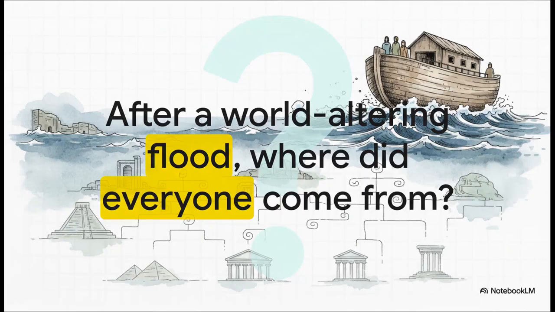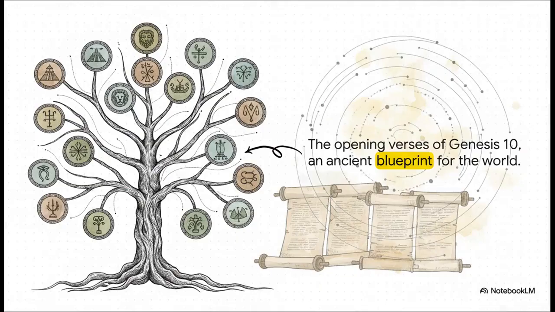I mean, just imagine the scene for a second. The entire world has been wiped clean by a massive, catastrophic flood. Only one family makes it through, Noah and his 3 sons. So the big question is, where did everybody else come from? How did we get from one family on an ark to the sprawling, diverse nations we see all over the world? Well, this right here is basically the answer key.